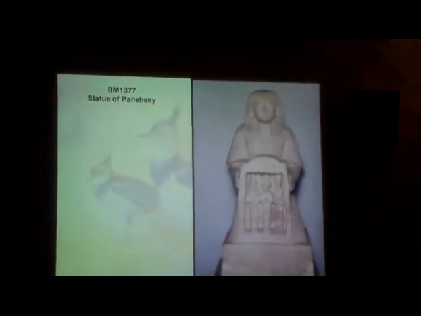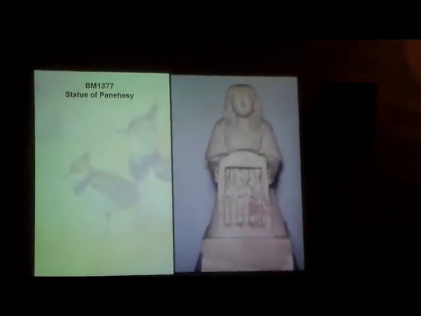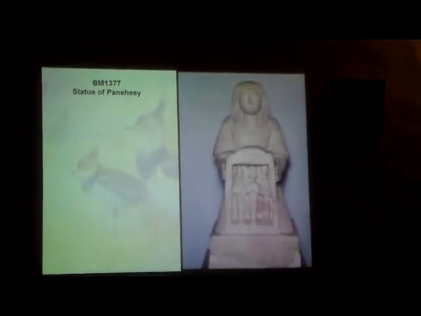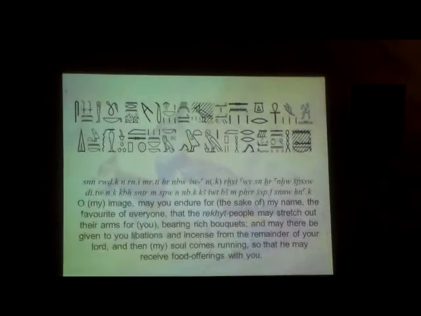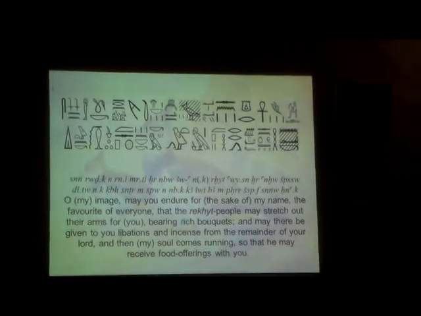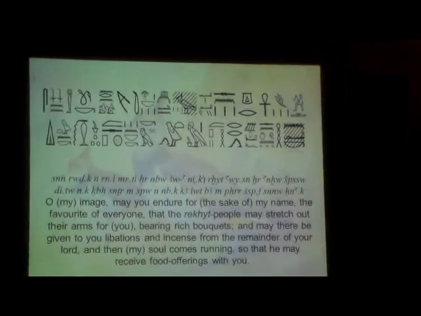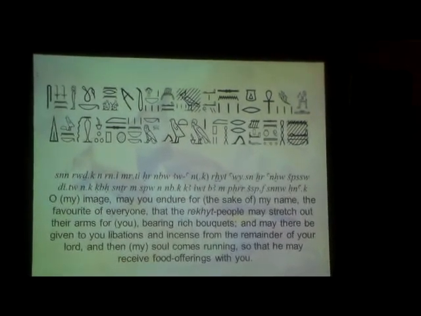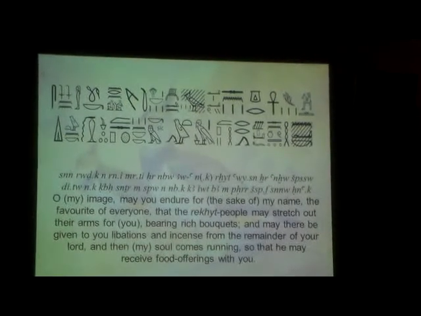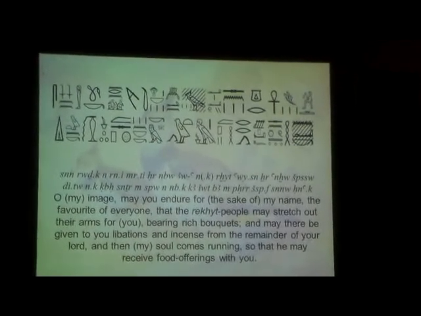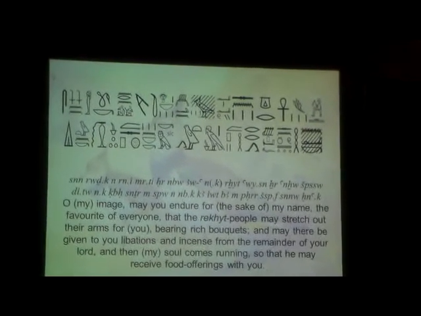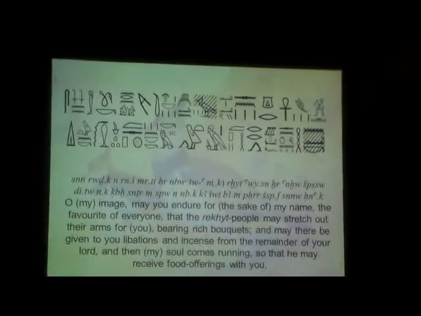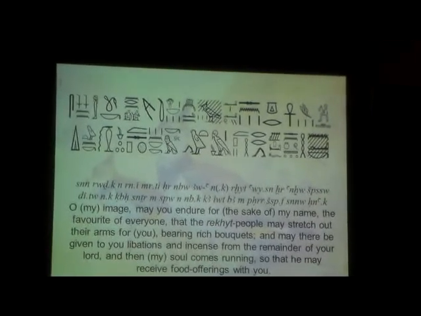This is the best of them, the statue of Panahesi, which comes from Abydos. It's now in the British Museum, and the inscription that runs along the bottom, which is very difficult to see there, I'll present the text here. It says, "O my image, may you endure for the sake of my name, the favourite of everyone, that the rekhyt people may stretch out their arms for you, bearing rich bouquets, and may there be given to you libations of incense from the remainder of your Lord, and then my soul comes running, so that you may receive food offerings with you."